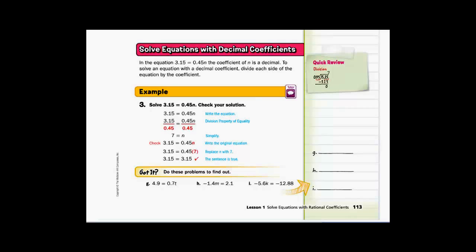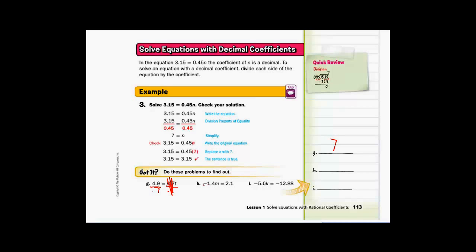G, H, and I. All right, before I give you the answers, I want you just to look at these real quick. What would I divide both sides by? Again, my eye should go right toward the letter. So I should divide both sides by 0.7. That cancels out in front of the letter. My answer to G is 7.